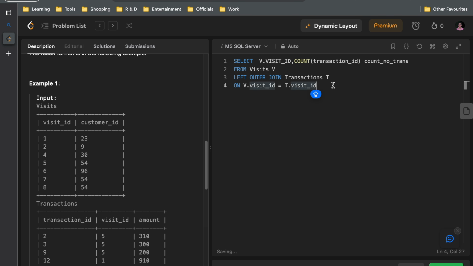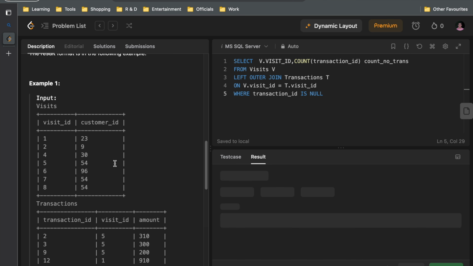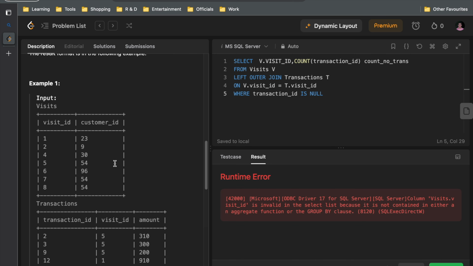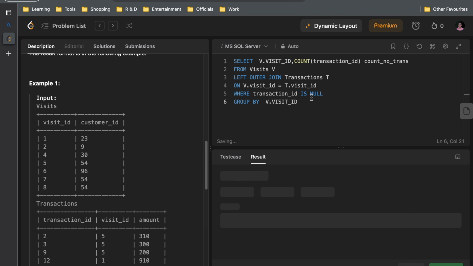What I will do is quickly change it to WHERE transaction_id IS NULL. So wherever it is null, it is going to give us those visits. Let me just quickly run it. We have to do GROUP BY as well. I don't know why I forgot that.